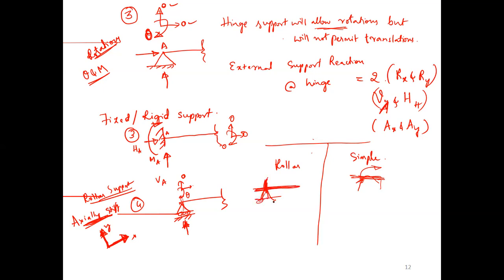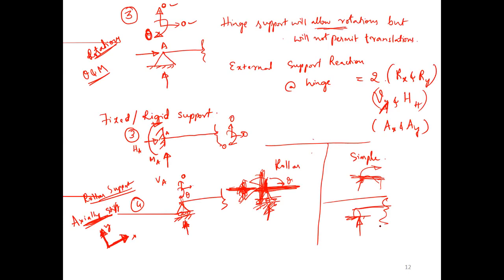If you are providing a roller in this direction, it will produce reaction in the vertical direction, and it will not allow horizontal movement, but it will allow rotation. If you are providing a roller in this direction, it will resist the axial loads, but at the same time it will not allow the vertical movement, but it will rotate. Clear? But in a roller, how many external support reactions? Only one. So these are your supports. Any doubts in supports? If you have any doubts, please ask me. I will clarify your doubts.